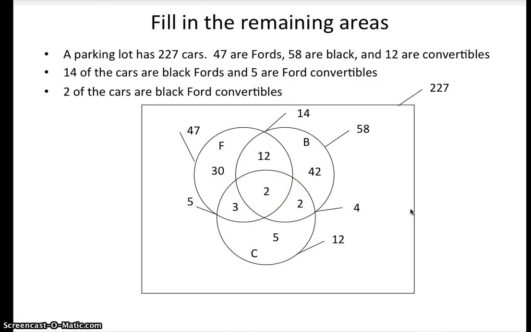So now we can fill in all the other shapes. As I said before, if the black and Ford is 14, and we know that the middle section is 2, then that has to be a 12. Similarly, if all of this is 5 and the middle section is 2, that has to be a 3. If all of this is 4 in the middle section of 2, that has to be a 2. So now all of the shapes in the three circles have been filled in.